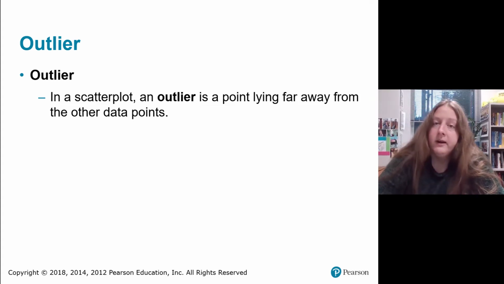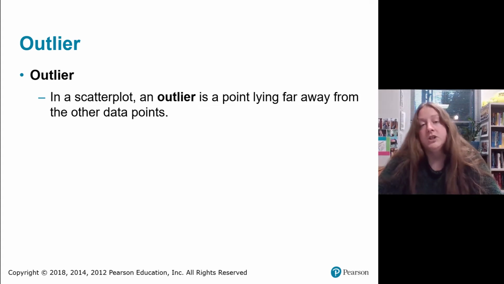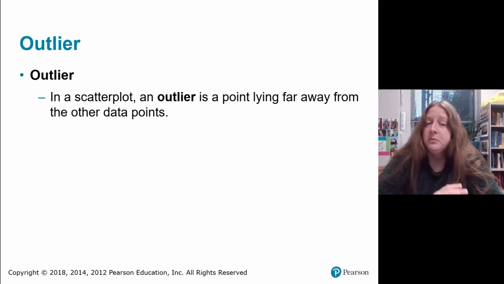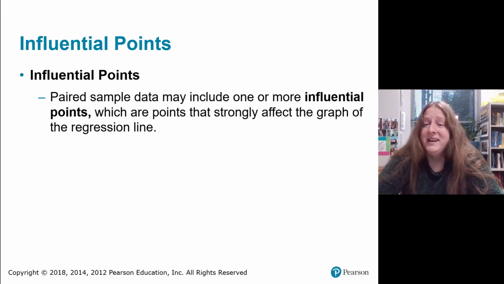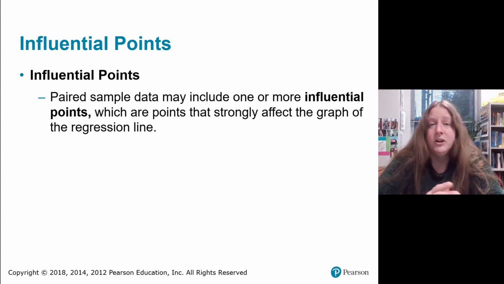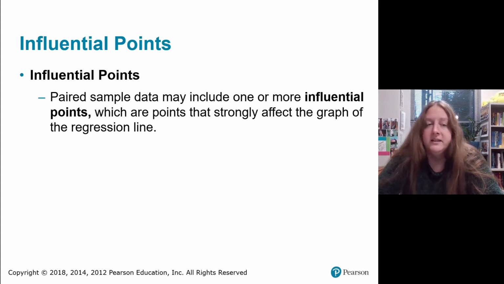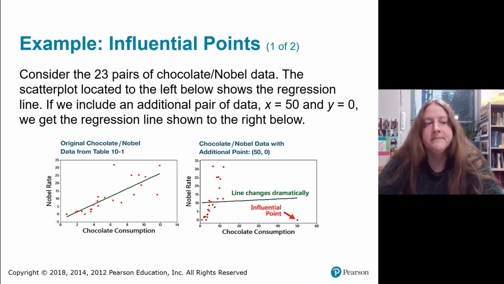Now, we've been throwing around the term outliers in what we're checking, but we haven't actually defined it. So in a scatter plot, an outlier is a point that's lying far away from the other data points. And those outliers fall into the category of what we consider an influential point. So paired sample data may include one or more influential points, which are points that strongly affect the graph of the regression line. So let's take a look at this.